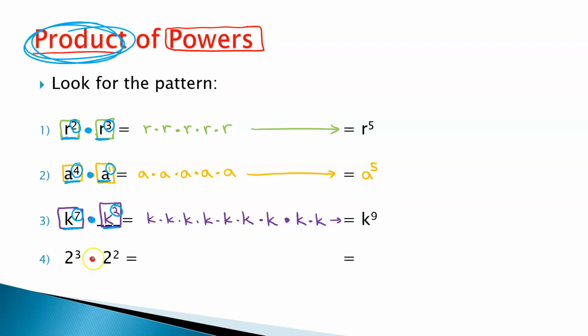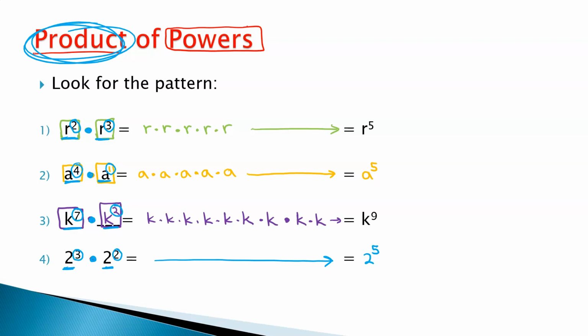So one more time, product, we are multiplying. I have the same base, 2 and 2. Instead of having to write those 2's all out, I just want to rewrite this. What I would do is add the power of 3 and the power of 2. 3 plus 2 gives me 5. This would be 2 to the 5th power. Okay, so there you have it, product of powers.